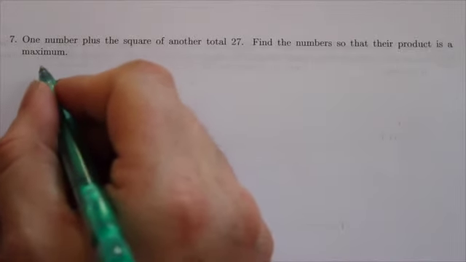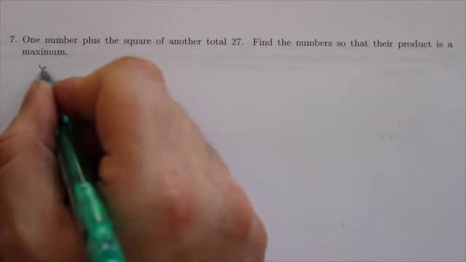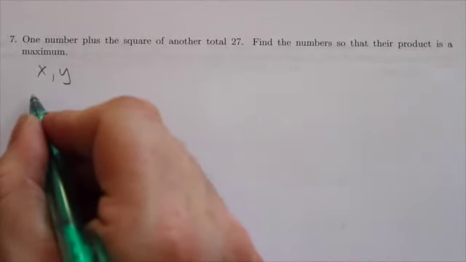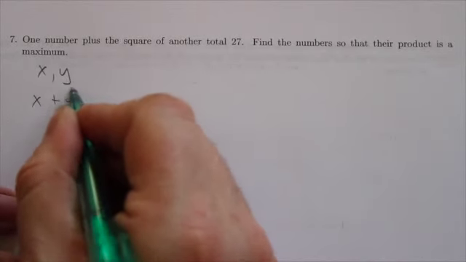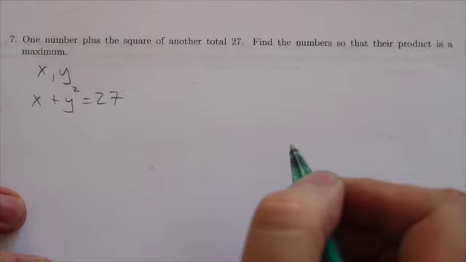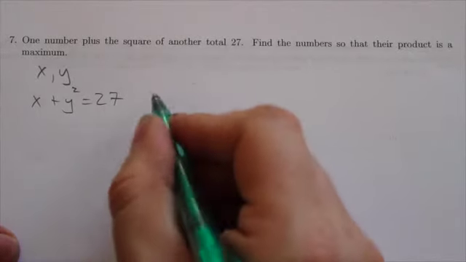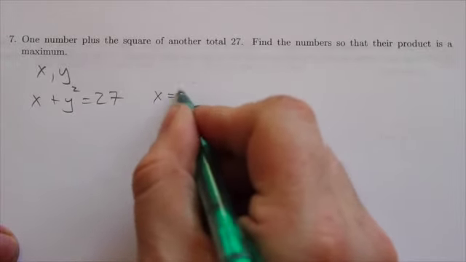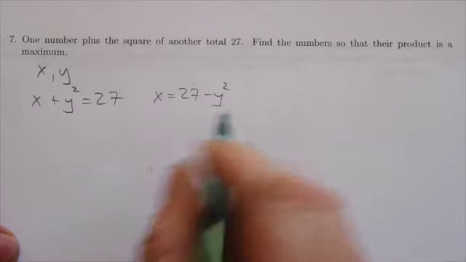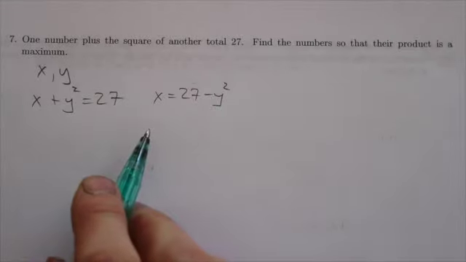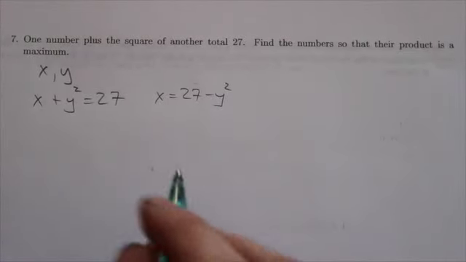So what we've got here is there's two numbers, okay? So we've got x and y here. And we know that one number plus the square of another is 27. Okay, and from here, what I would do with this is I'm going to let x equal, for example, 27 minus y squared. I know that at some point I'm going to have to solve for a variable, and that's just the easiest way to do this.